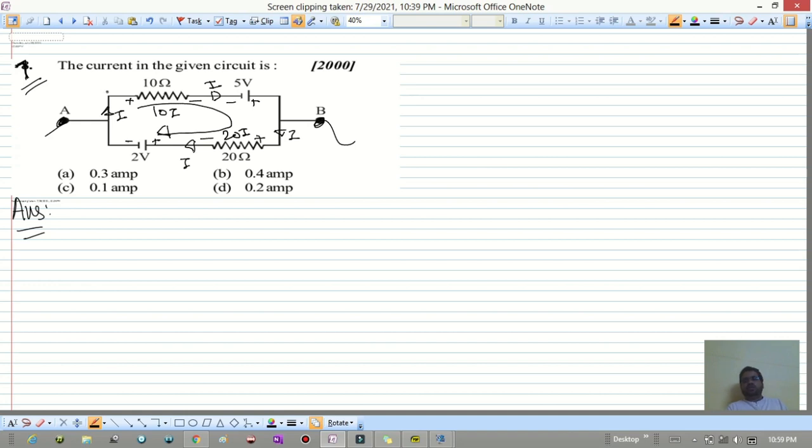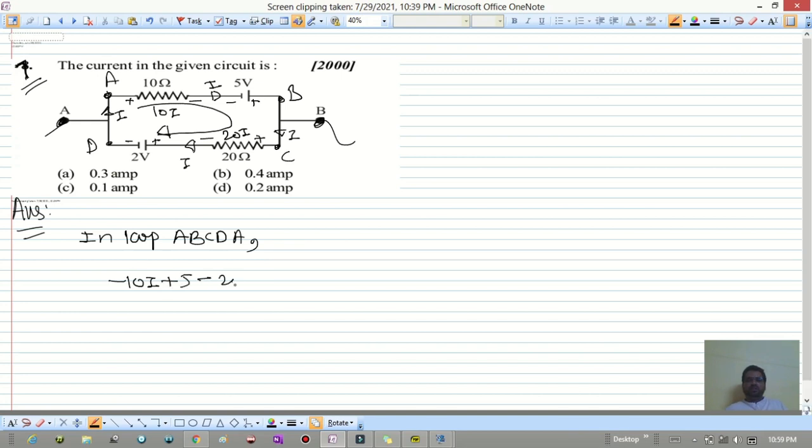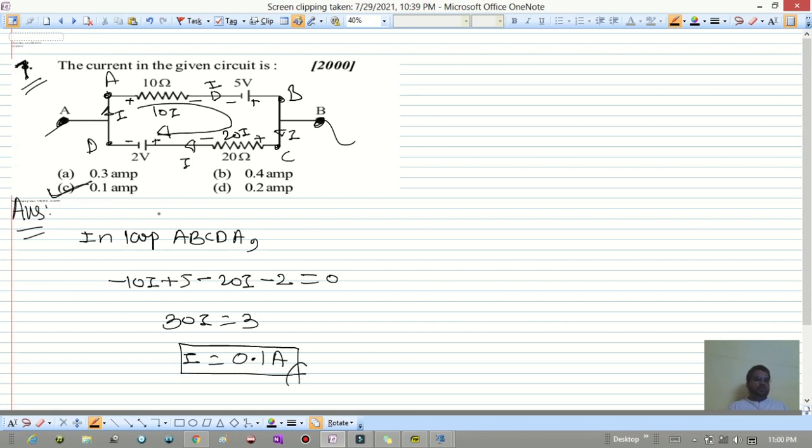So I'll go from point A towards point B, then to C, then to D, and again to A. So in a loop A, B, C, D, A, we go from A to B. It is dropping the potential firstly, so minus 10I, then gaining plus 5, then dropping minus 20I, then dropping minus 2 is equal to 0. So 30I is equal to 3. So what is I then? It is 0.1 ampere. So I hope this is clear. So the answer for this is 0.1 ampere.